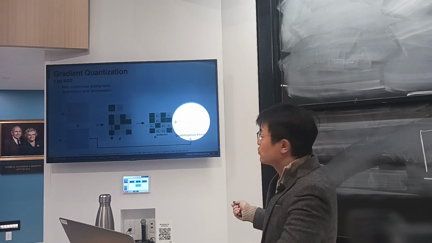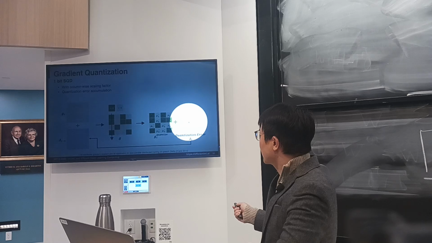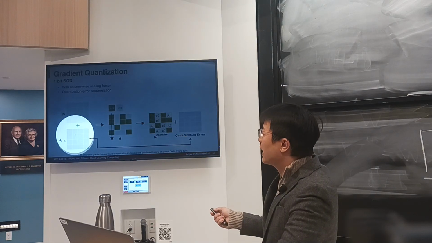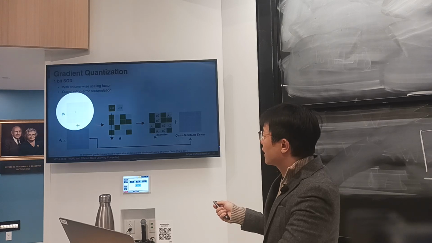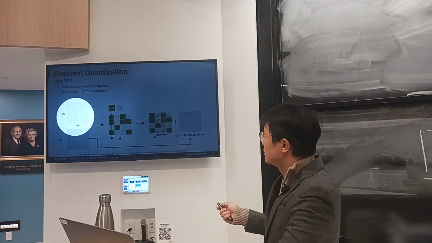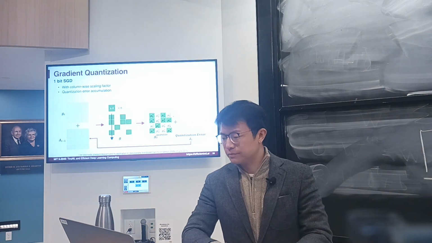Different from inference, where this error is indeed an error, it will propagate. For training, we can accumulate the error, add it back. Since they're both at FP32, we can add it back to the original gradient to get the updated gradient. Okay, so the next iteration, we can continue this flow.